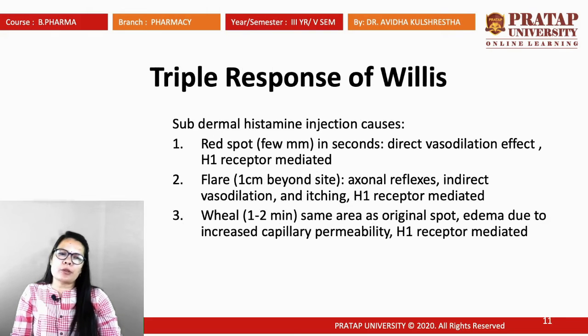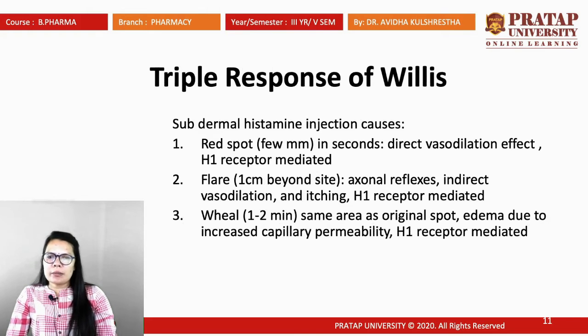Now the triple response of Lewis. Subdermal histamine injection causes a red spot, a direct vasodilation effect that is H1 receptor mediated. Sometimes a flare is generated, which is the response of axonal reflex, indirect vasodilation and itching. Then a wheal appears in 1 or 2 minutes, in the same area as the original spot, with edema due to increased capillary permeability, H1 receptor mediated. This is the triple response of Lewis.